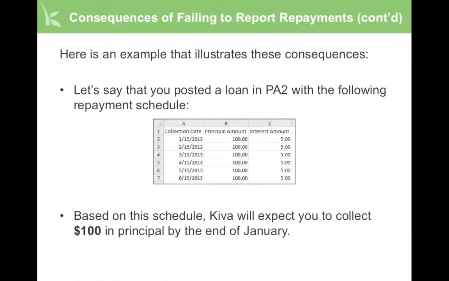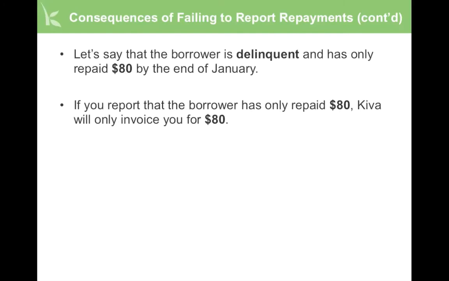Here is an example that illustrates these consequences. Let's say that you posted a loan in PA2 with the following repayment schedule. Based on this schedule, Kiva will expect you to collect $100 in principal by the end of January. Let's say the borrower is delinquent and has only repaid $80 by the end of January. If you report that the borrower has only repaid $80, Kiva will only invoice you for $80.